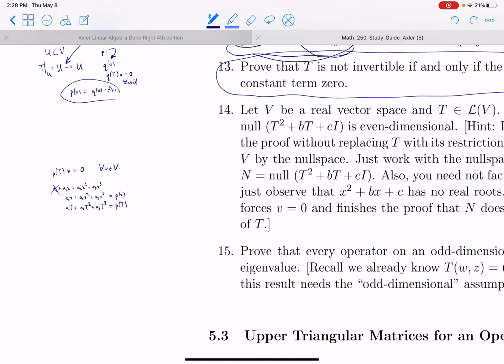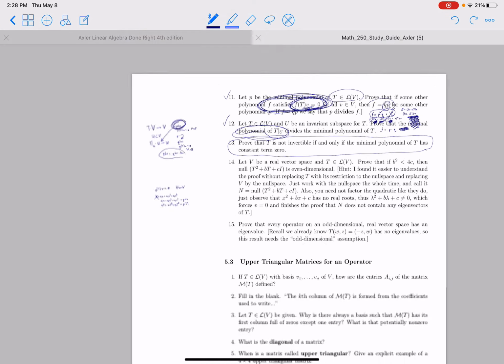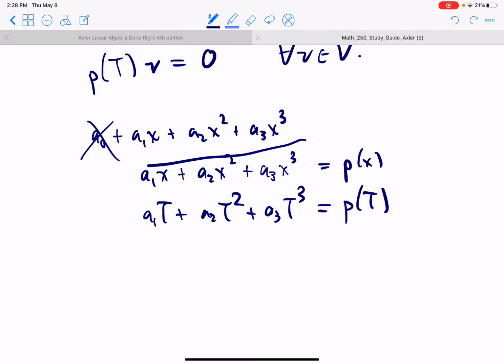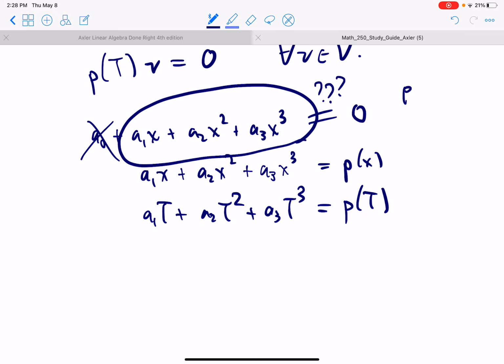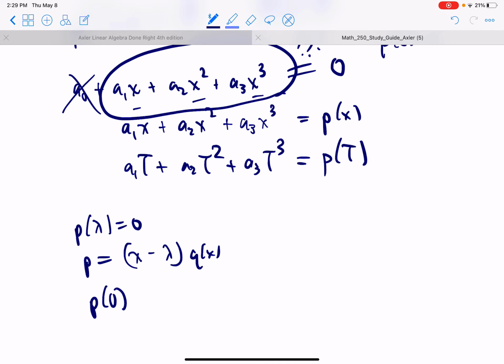Okay, so what are we trying to prove? t is invertible if and only if the minimal polynomial has constant term 0. So if the minimal polynomial has constant term 0, then guess what's a root? How could we get 0 out of this polynomial? Well, p of 0 is 0. Right? Every term has an x, so if you replace x with 0, you get a 0. But what does that mean? Remember, if p of lambda is 0, then we can factor p as x minus lambda times some q of x. But here we're going to have p of 0 is 0. So then p of x is actually equal to x minus 0 times q of x.